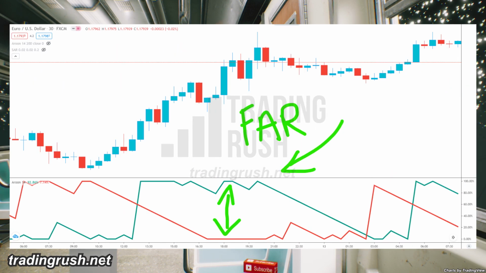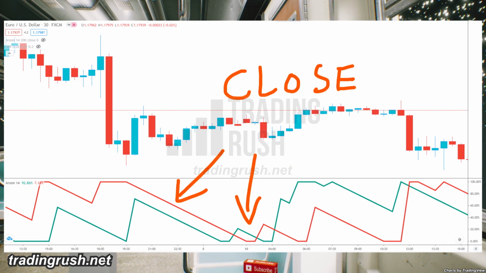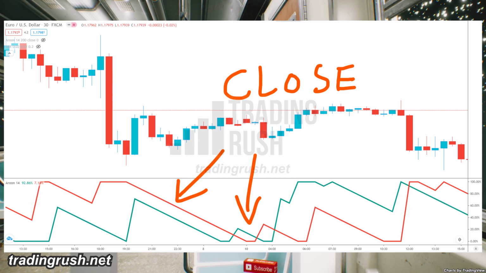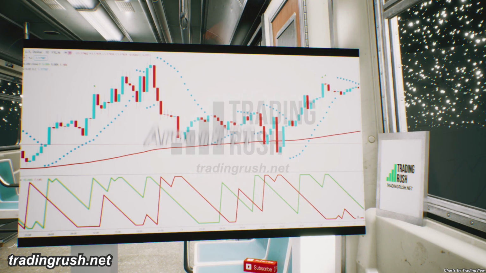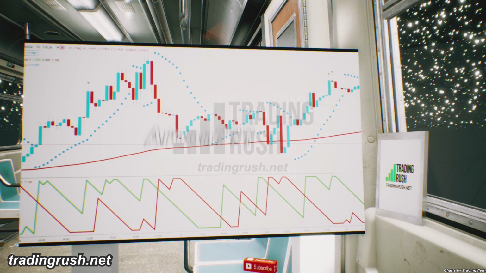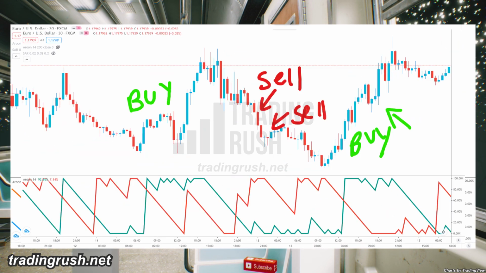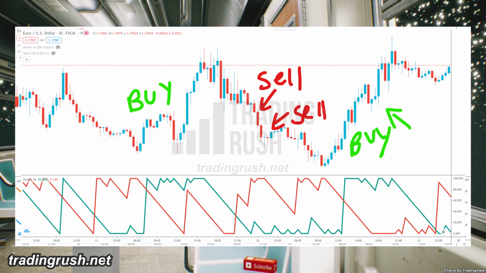Other ways to identify the strength of a trend is to look at the two Aroon lines. If Aroon lines are far away from each other, there is a strong trend going on. And if they are very close to each other, the price is probably consolidating at the moment. Now, like I said, the Aroon indicator is really good when it comes to identifying the trending and ranging market, especially for a beginner.